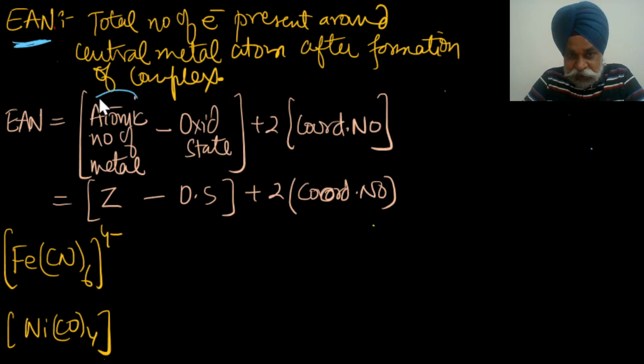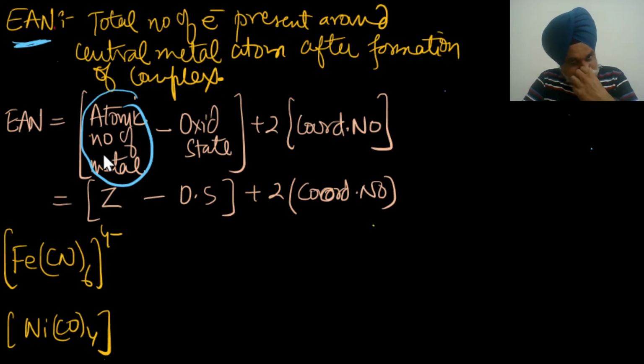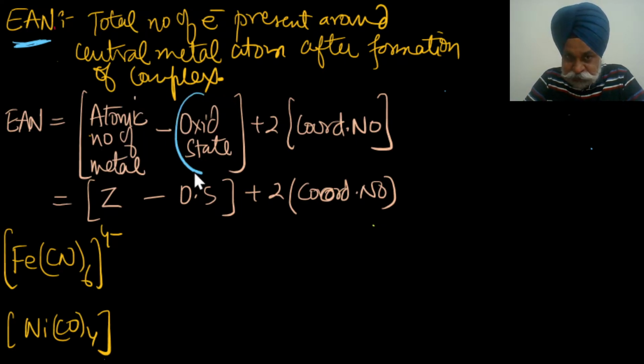Simply, you have to write the atomic number of the central metal atom minus its oxidation state plus 2 into the coordination number. So this is a simple way. Z is the atomic number, the oxidation state is to be subtracted, plus 2 into the coordination number. Just like if in case I do in this first question.